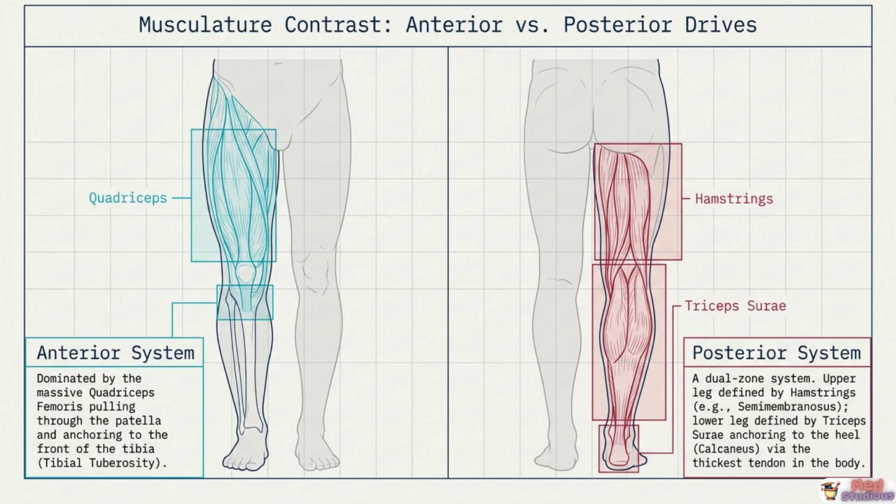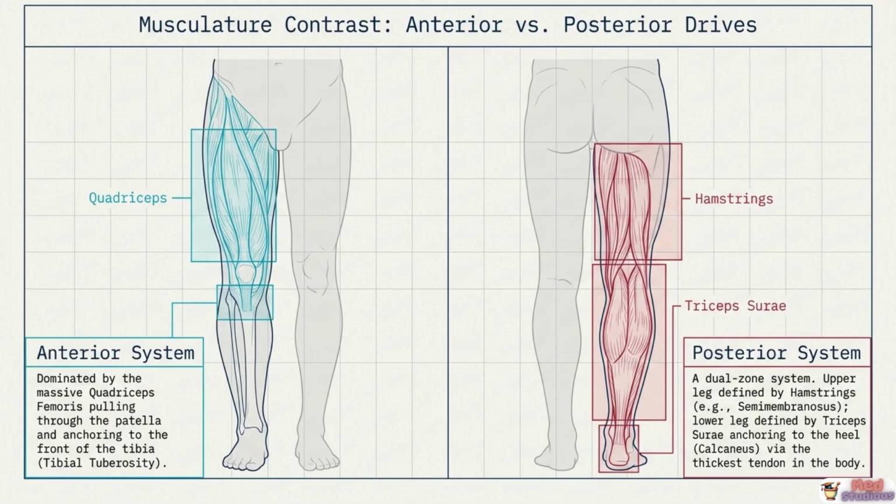The anterior system of the lower extremity is dominated by the massive quadriceps femoris, the four-headed extensor mechanism of the knee. The quadriceps pulls through the patella via the quadriceps tendon, which continues as the patellar tendon, anchoring to the tibial tuberosity on the front of the proximal tibia. This anterior system is the engine of knee extension, standing up, kicking, climbing stairs, and decelerating during running.